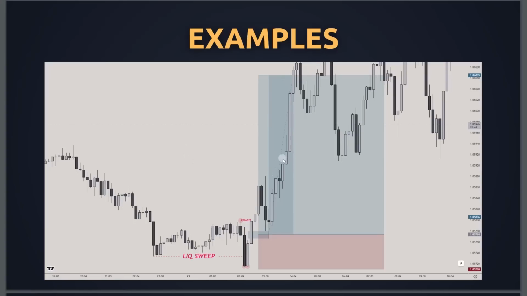And even right here, this fair value gap was also respected here. Price started going up. This fair value gap right here was respected here. Price going up. The fair value gaps are very strong, especially after a liquidity sweep.